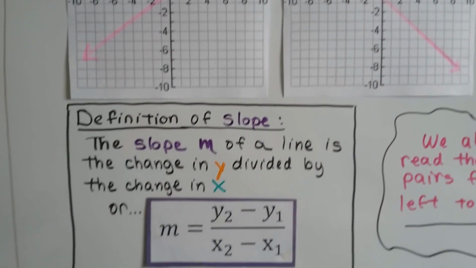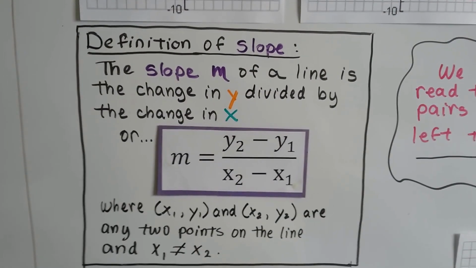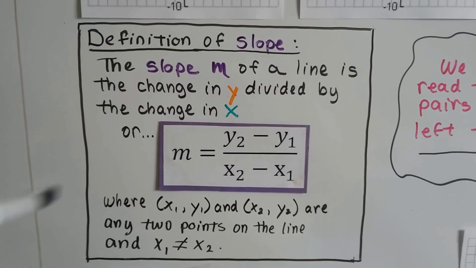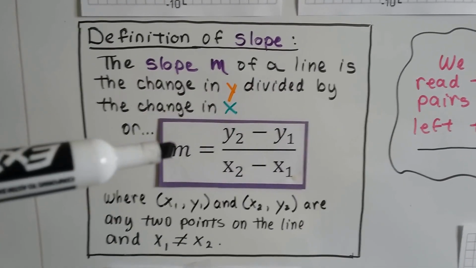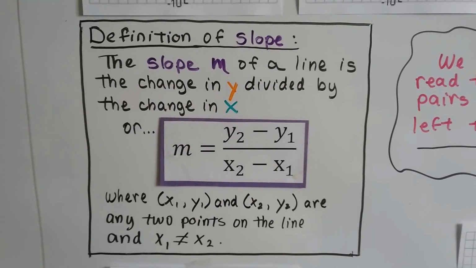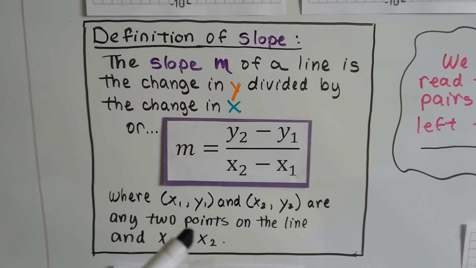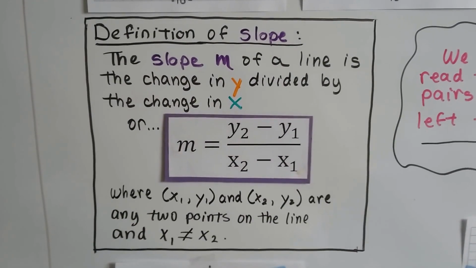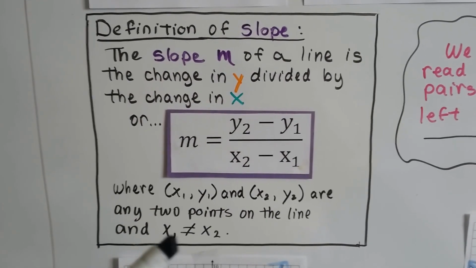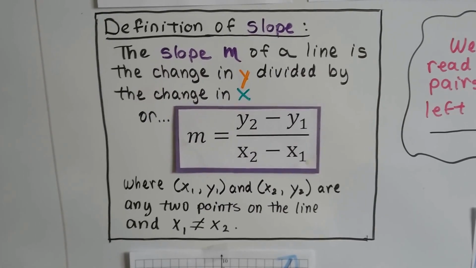And the definition of the slope is: the slope m of a line is the change in y divided by the change in x. And this is the formula. m is the slope, and it equals y2 minus y1 divided by x2 minus x1. And the x1 and y1 and the x2 and y2 are any 2 points on the line. It doesn't matter which 2 points you choose, as long as x1 and x2 are not equal to each other, okay? They can't equal each other.